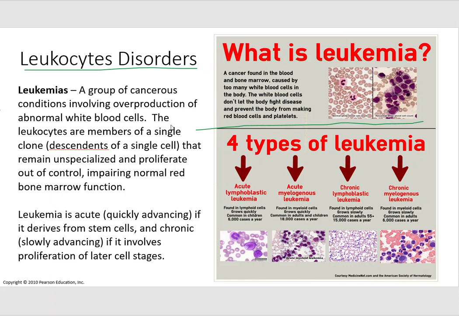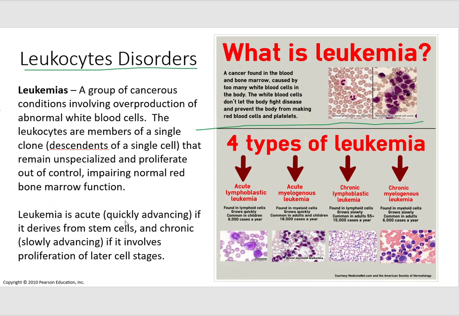Overproduction, abnormal white cells, single clone. In other words, we just got one of these. These guys are unspecialized. They're not developing into one of those mature cells. They grow out of control and they're impairing the bone marrow. Now we have these guys divided into different classifications. These are real easy to learn.